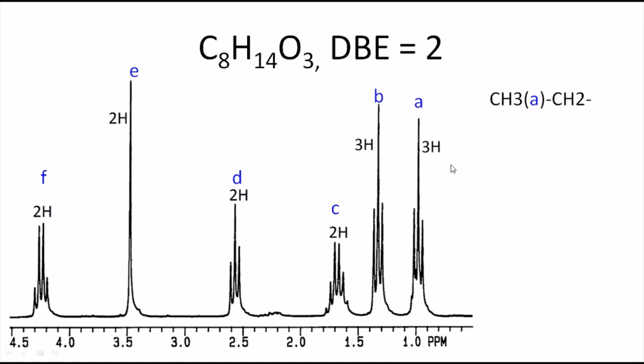But let us analyze. The A is due to a CH3 because there are 3 hydrogens and there is a neighboring CH2. Why did I use a CH2 connected to CH3? Because it is split into 3. When it is split into 3, that means there should be 2 neighboring hydrogens, and therefore I connected a CH2 group.